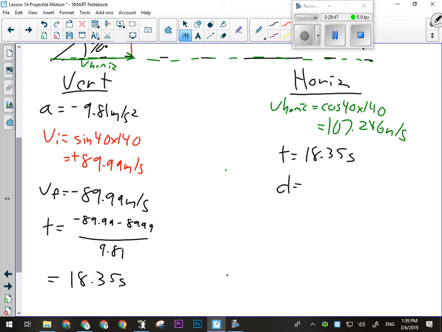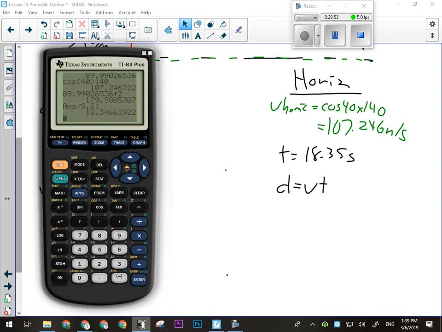Can I calculate the horizontal distance with speed and time? So V times T, take my 107.246. All right, this thing travels almost 2 kilometers. In fact, to the correct number of significant figures, it does travel 2 kilometers. It'd be 2.0 times 10 to the 3 meters. Absolutely, totally, for a cannonball, totally realistic, especially at that angle.